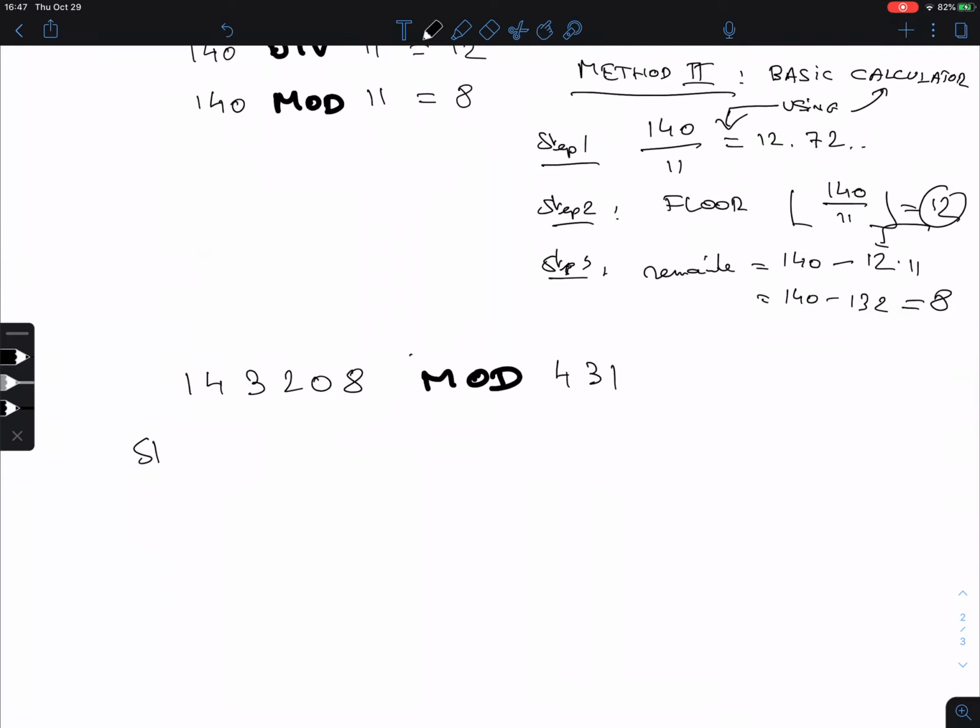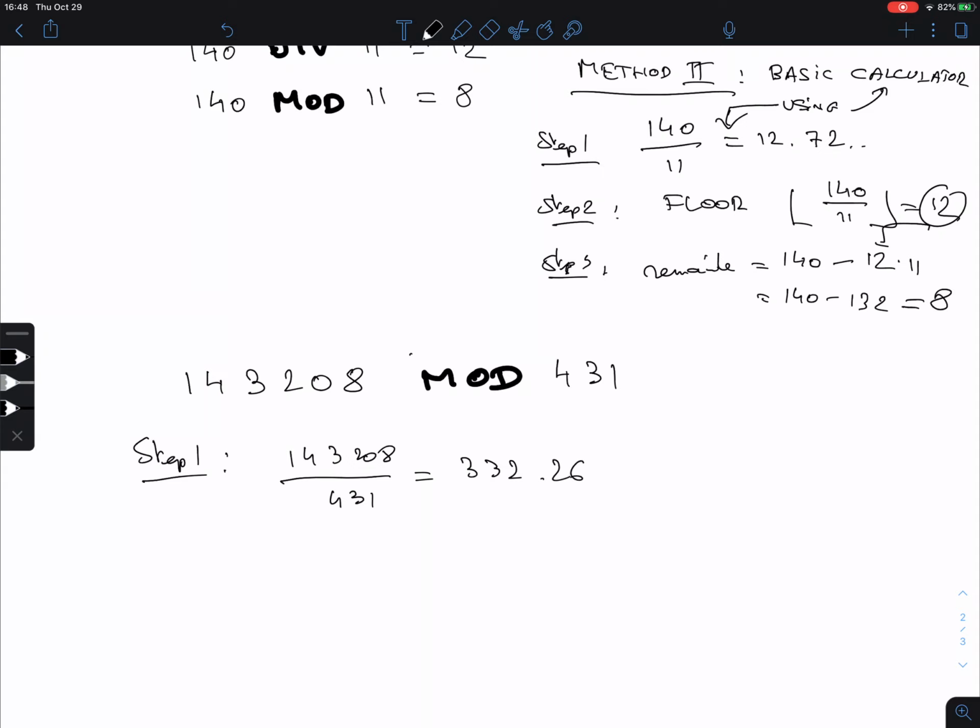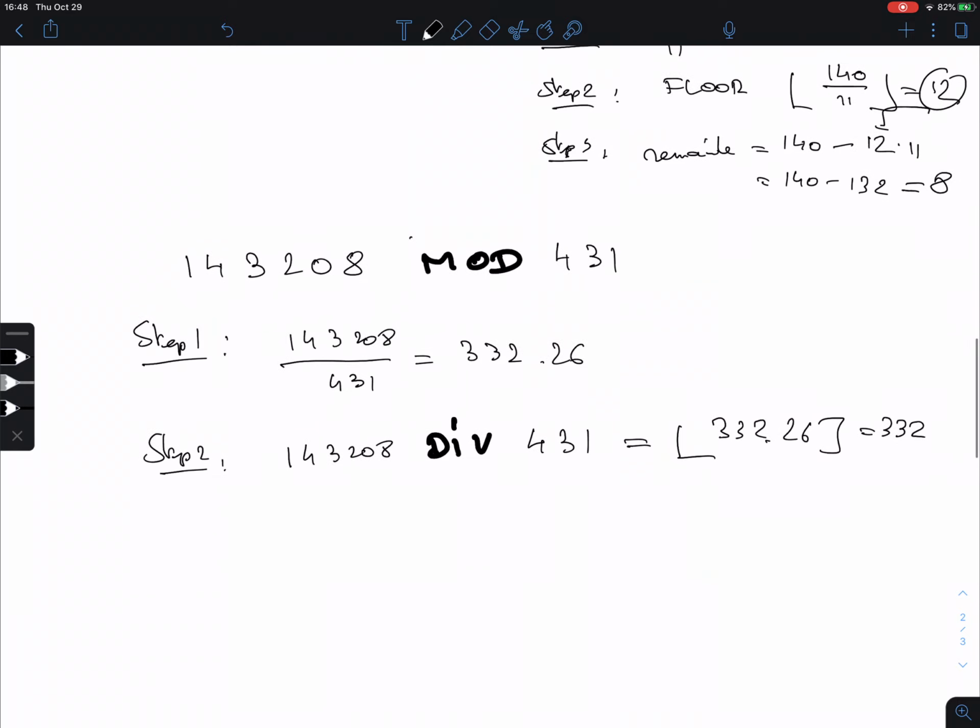So how would I calculate this? Okay, here are my steps. Step 1, I do this with a calculator. I calculate with my calculator 14328 divided by 431, and that is 332.26 or so. Step 2, I now know what 14328 div 431 is. That is the floor of what I just found, so that is 332. So now, what is the mod?